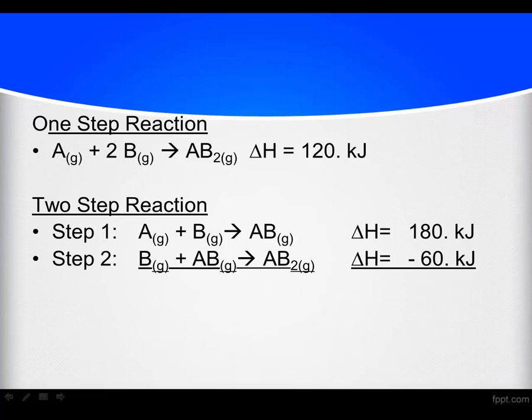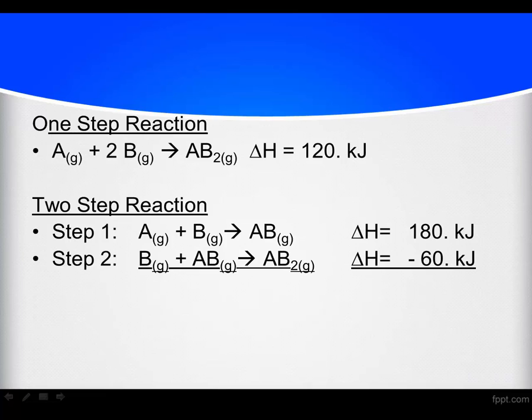In step 2 of the reaction, this AB that was made combines with B to form the AB2. In doing so, it actually uses 60 kilojoules of energy. Where are we getting the 120 from in the total reaction? 180 plus negative 60 equals 120.